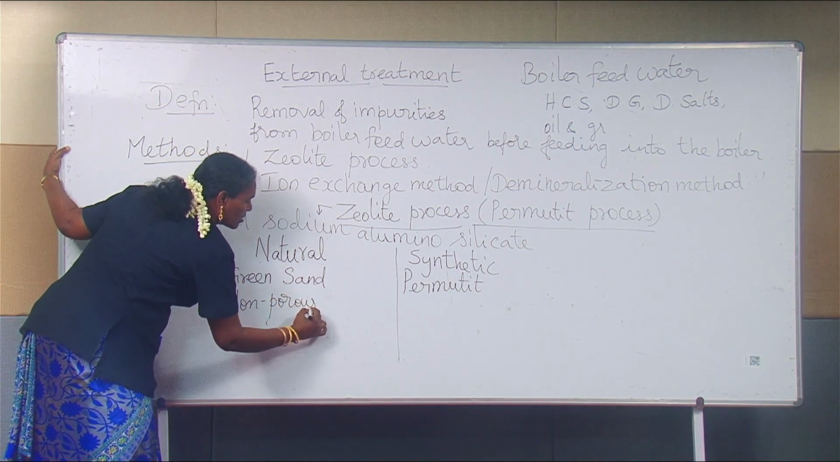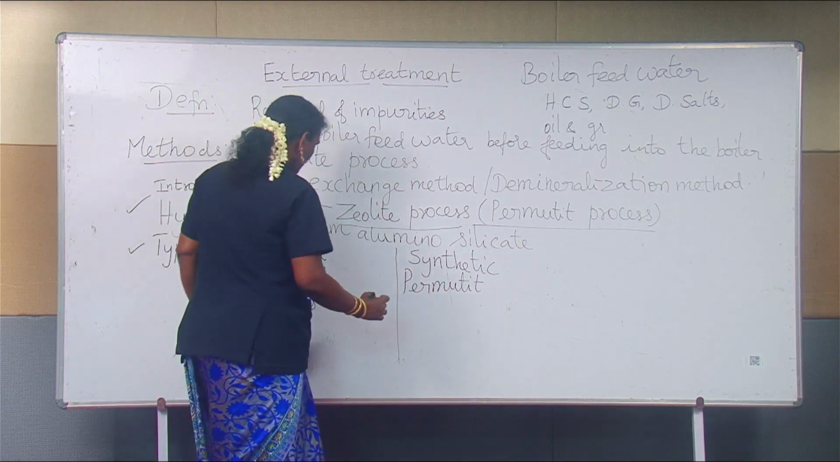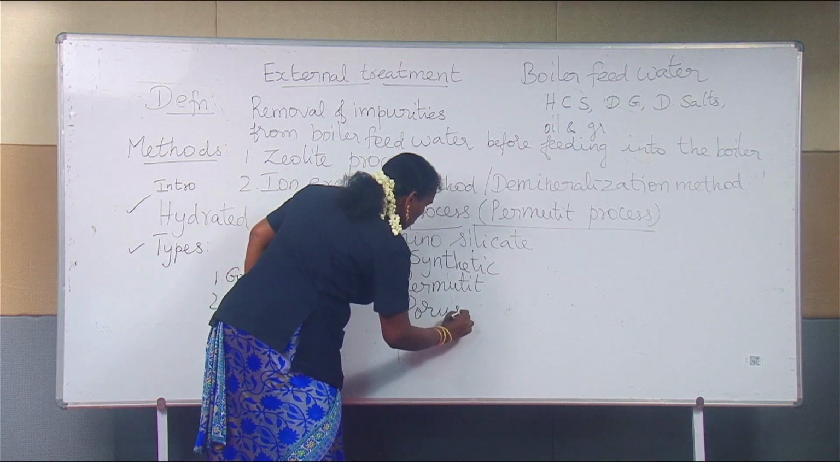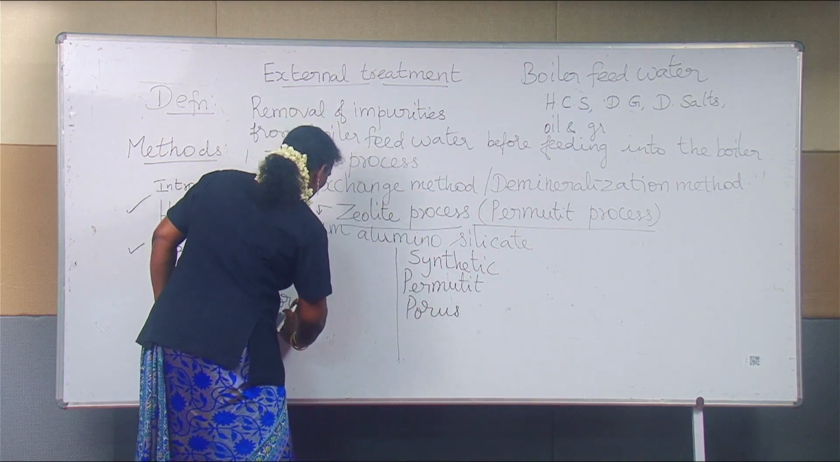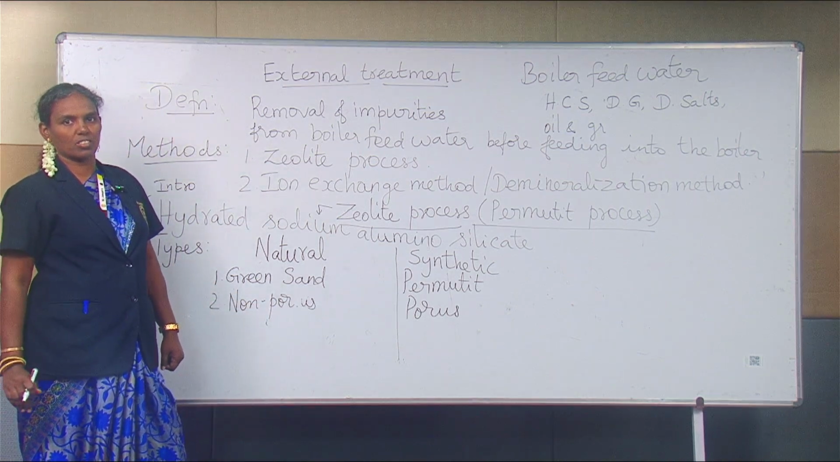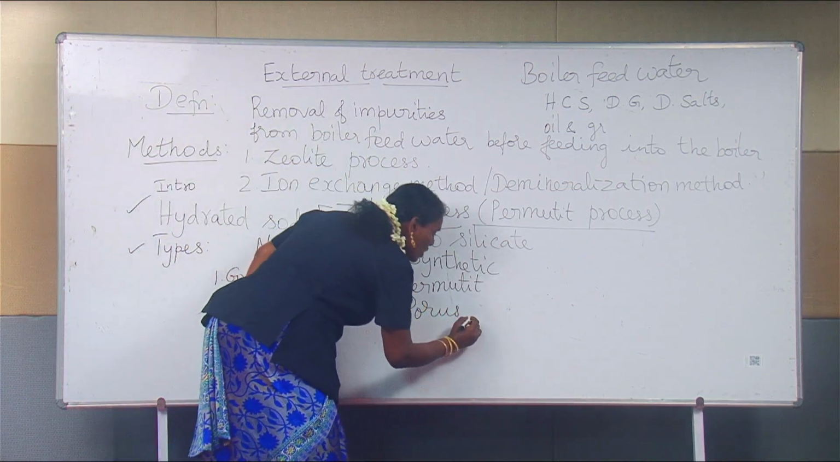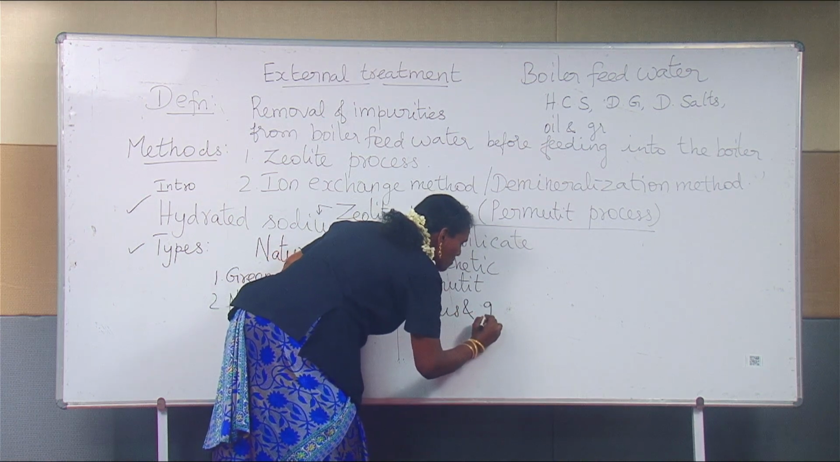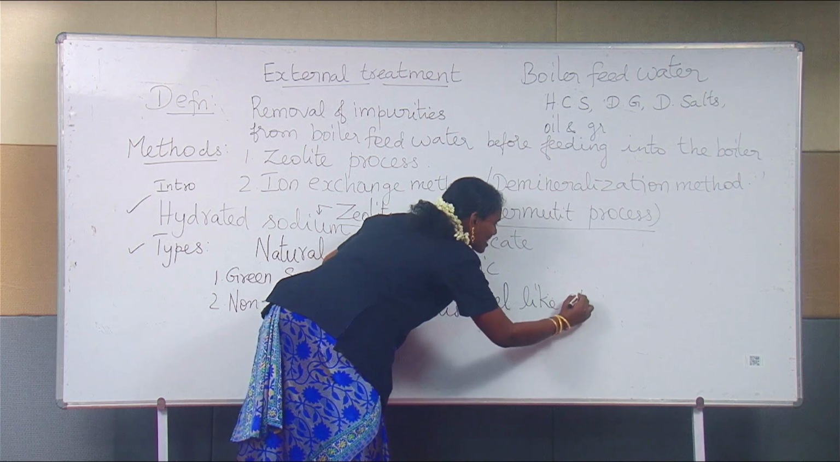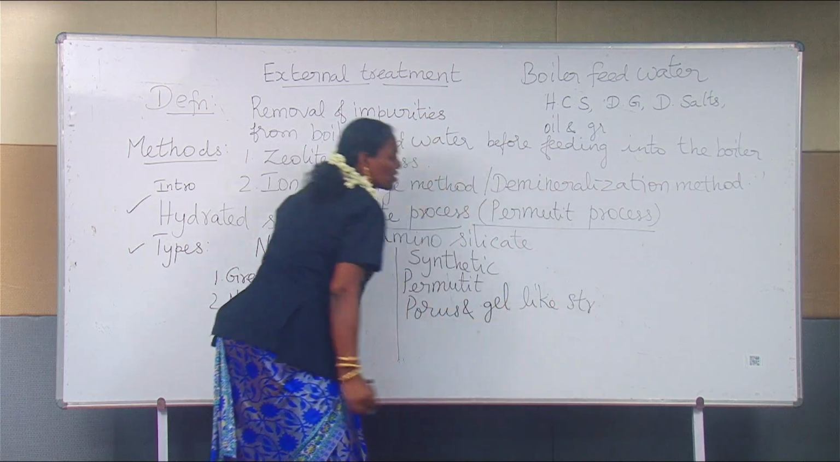Non-porous, whereas a synthetic zeolite is porous. This one is non-porous, and this one is porous structure. Moreover, this is a gel-like structure. It has a gel-like structure. That is why we are using this.